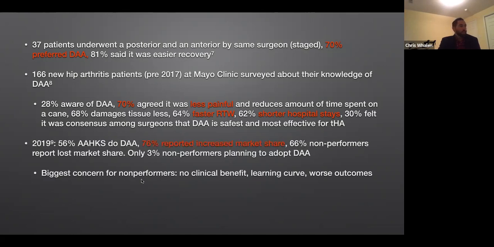Jeremy brought up some of the AUKUS data. This one actually said 56% at AUKUS do some DA, but 76% reported increased market share because of it, and 66% of non-performers reported they lost market share because of it. Interestingly, only 3% were going to change.